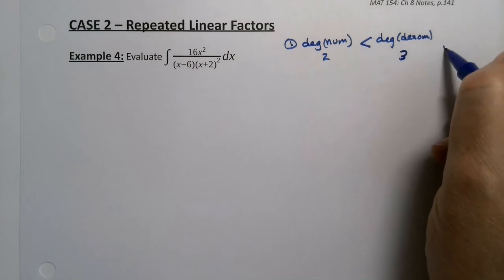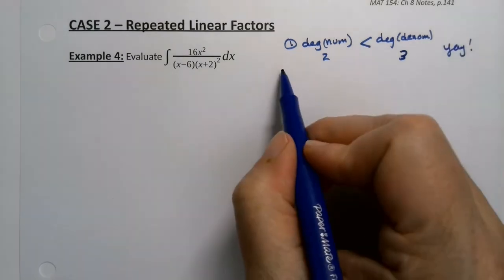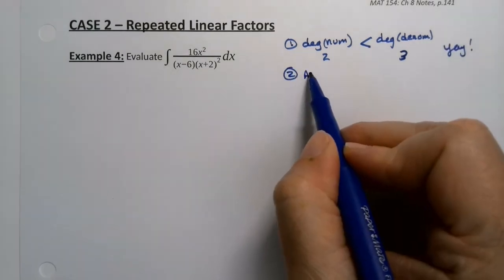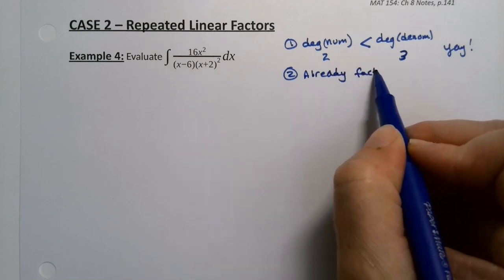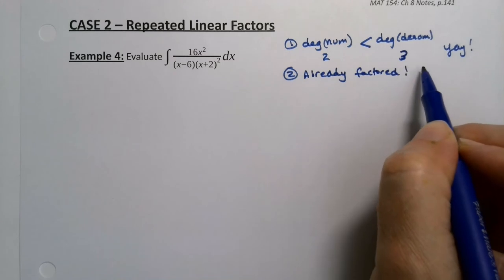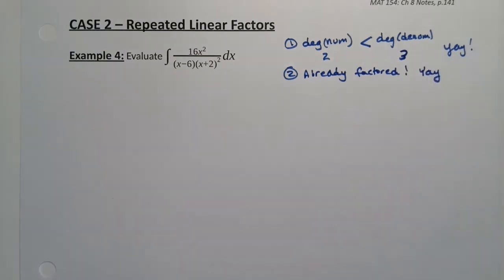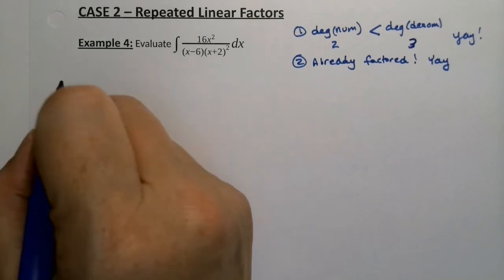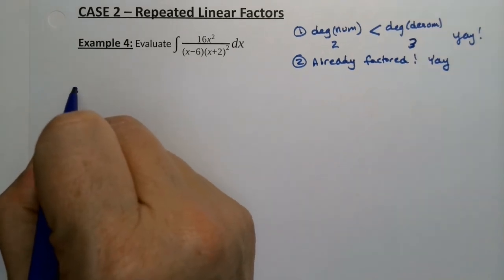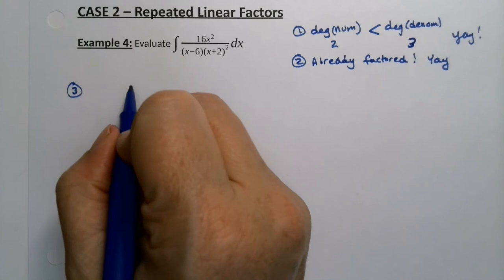All right, so yay. And step 2 was actually already done because the denominator is already factored. So double yay. So step 1 and 2 are done. Great. So this must be an easy problem, right? Well, I don't think any partial fraction problems are particularly easy, but we'll see how it goes.